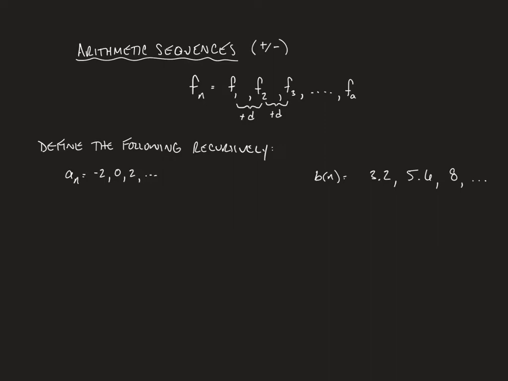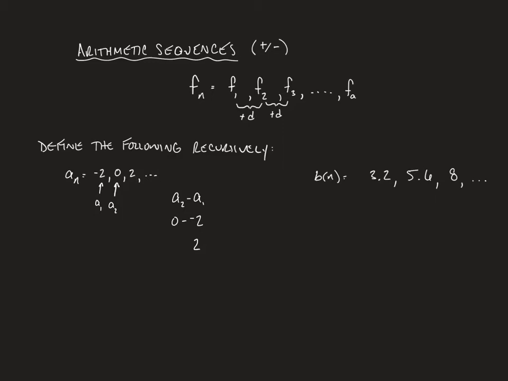So if I'm asked to define a sequence recursively, one of the big things I want to know first is what is that common difference? And there's a very simple way to find that. So let's take a look at this a sub n sequence here. If I want to know what the common difference is of those elements, all I have to do is take the second element and the first element and subtract them. So let's do that here. I'll take the second element minus the first element. And in that case, I'm going to get 0 minus -2, which is 2, right? So I suspect that the common difference is 2.